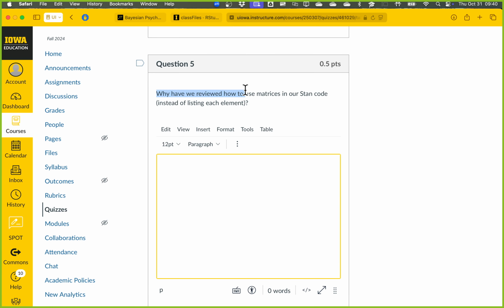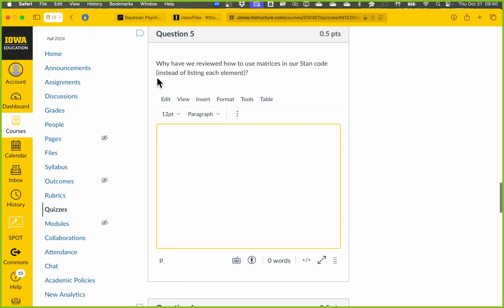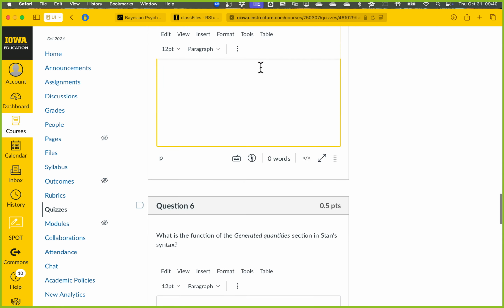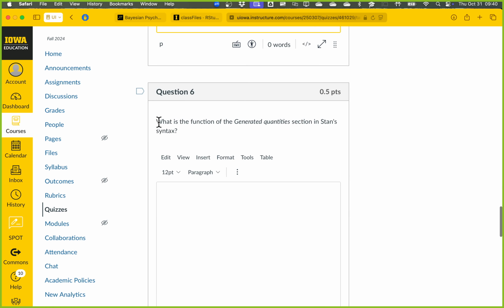We have reviewed how to use matrices in Stan code. Why have we reviewed how to use that instead of enlisting each element? The answer is Stan gets more efficient. It's easier to build one set of code for everything. And then, what is the function of generated quantities? It's to make your life miserable, right? No. To make your life better. That's what it is. How is your life better because of it?